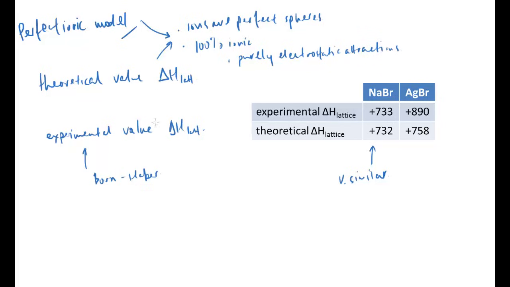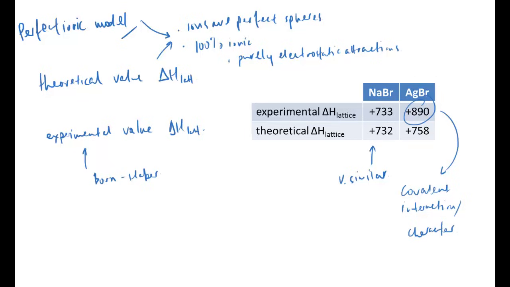And so if these two values are close, we can assume that we are close to this perfect ionic model, as we are with sodium bromide. That's absolutely fine. Silver bromide, however, is different. The experimental value came out different from the theoretical value. That means that because it has come out differently, this one has some covalent interaction, or we could say covalent character.